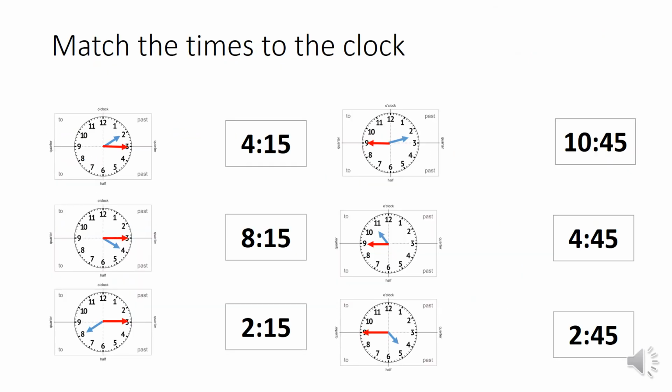I've got some quarter past and quarter to times for you to solve now. So again, on the left hand side, 4:15, 8:15, 2:15. Which one of those 3 clocks on the left hand side matches one of those 3 times? When you've done those, move to the right hand side. Which clock matches 10:45, 4:45 and 2:45? I'm going to give you 20 seconds to solve these problems.